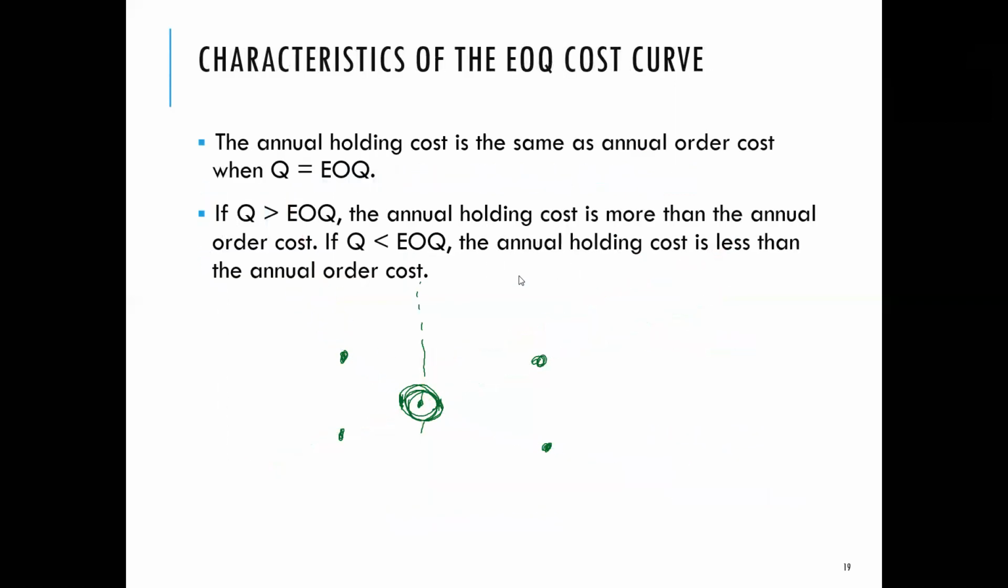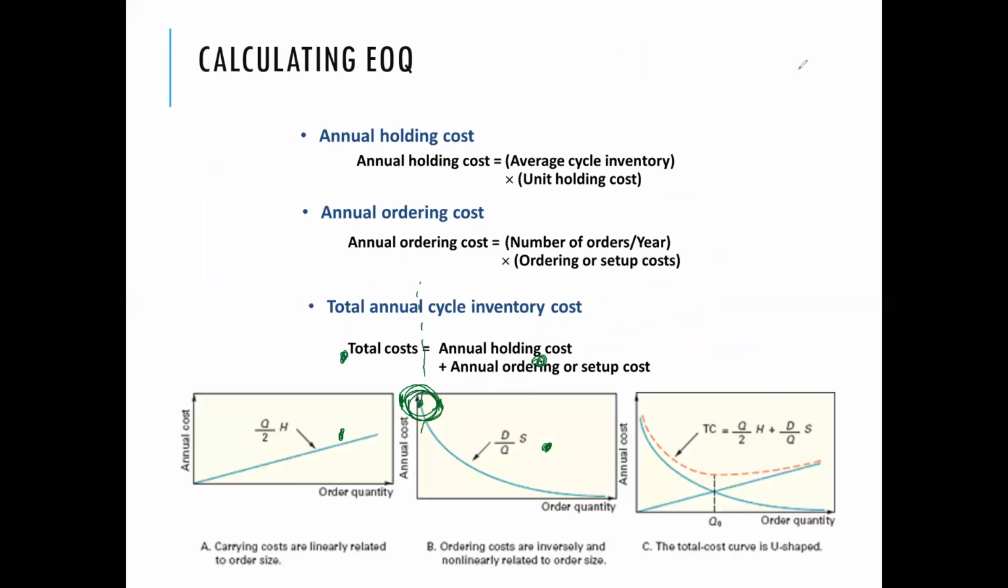Let's move on to our next slide. This slide helps explain how we got this formula for total cost. As I said, total cost is a function of holding cost plus ordering cost. I'm just going to write it here: my total cost TC is a function of holding cost HC plus ordering cost OC.